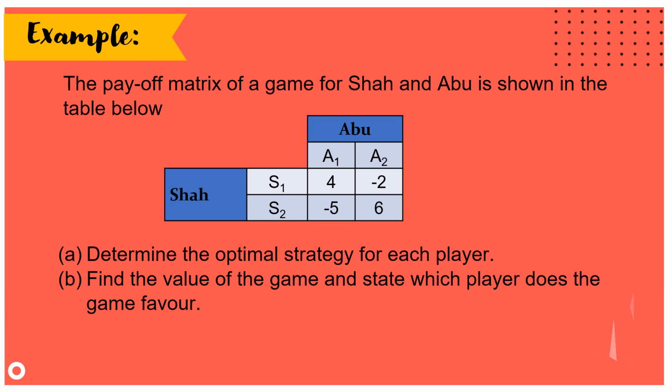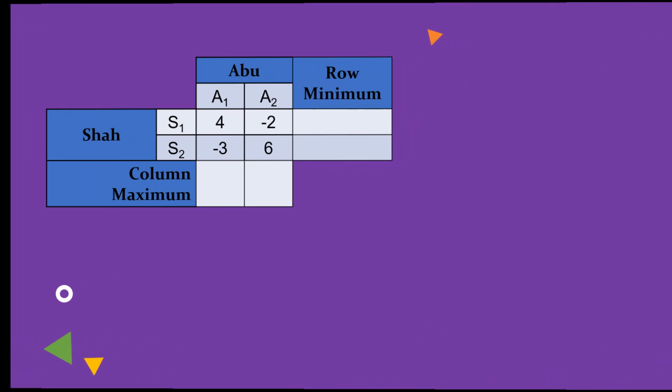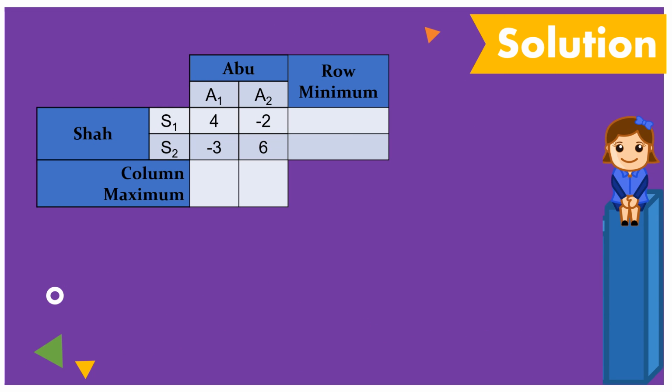In this example, we are required to find the optimal strategy for each player and find the value of the game and state which player the game favors. Since the question did not state optimal mixed strategy, hence we must determine whether the game is stable or unstable. The maximin and the minimax values must be obtained to determine whether the game is unstable.